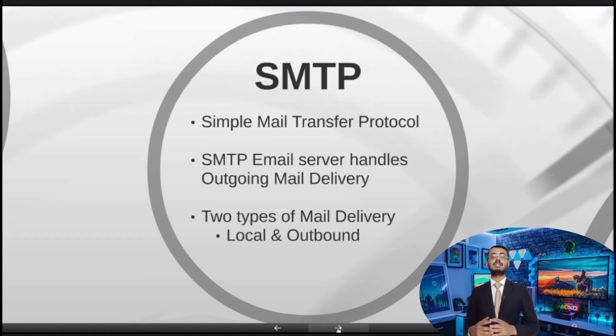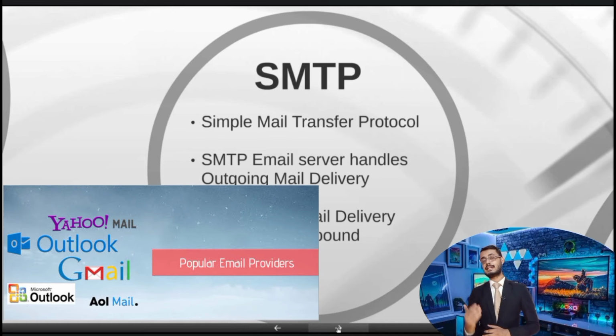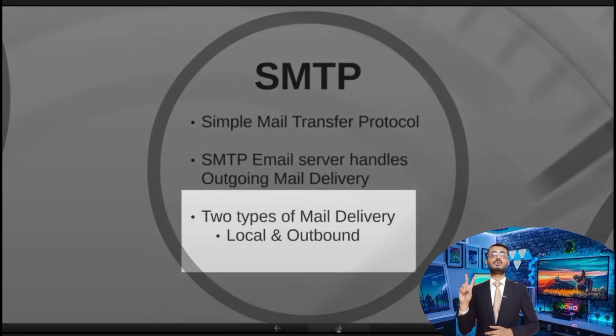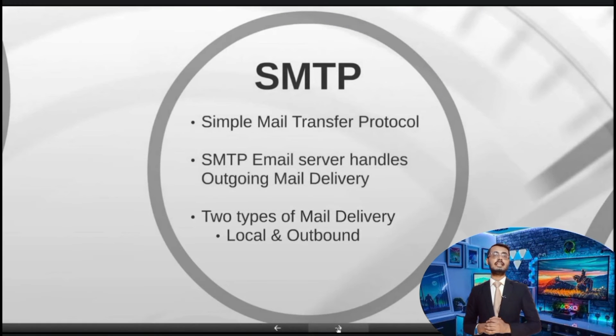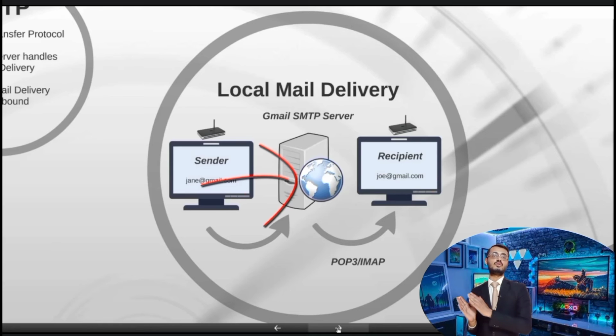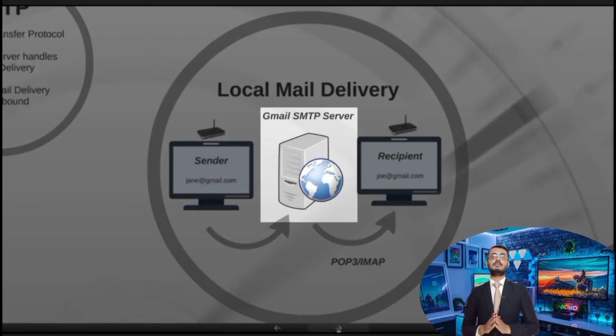Let's explore the chain of events that occur when you send an email from your favorite email service provider to your intended recipient. It's important to note that there are two types of email exchange scenarios. First, the sender and the receiver are exchanging email originated from the same domain. For example, Jane at gmail.com is sending an email to Joe at gmail.com. This is known as local mail delivery.